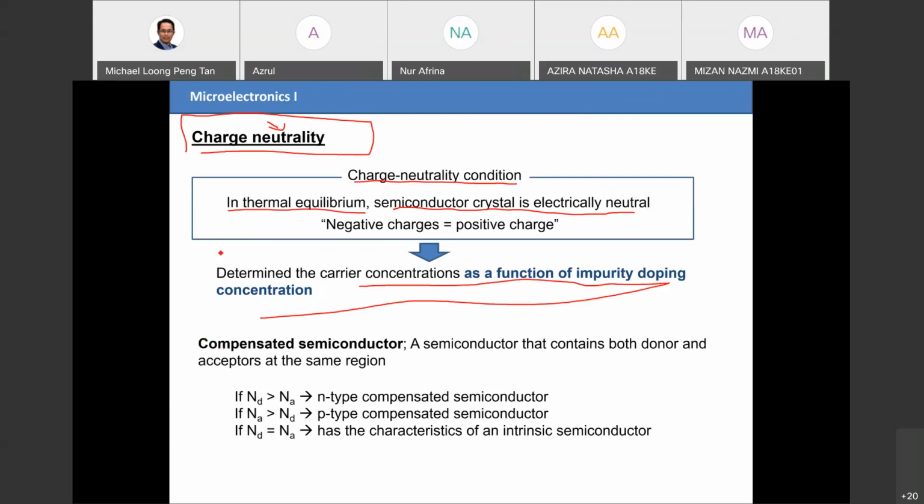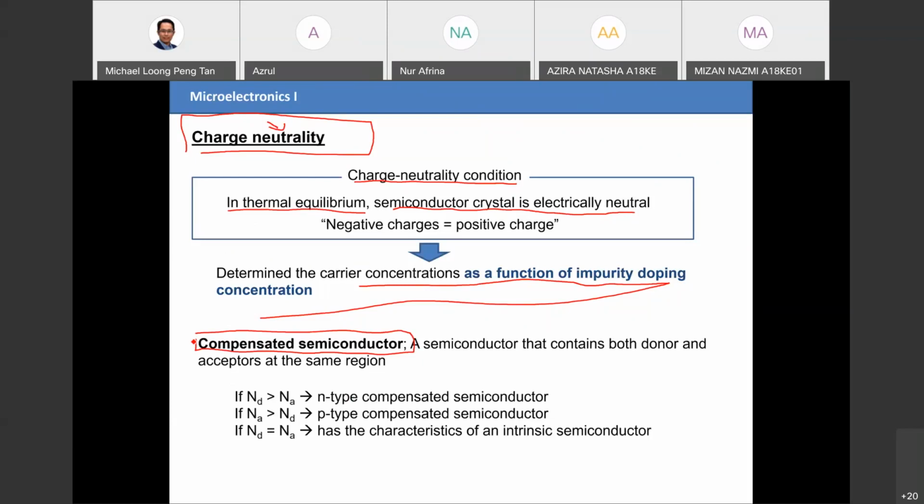Okay, another term here. So we have many terms today. Compensated semiconductor. In a semiconductor, normally when you find that there is a donor, there is also an acceptor. What you have learned so far is that this is P-type only and this is N-type, you make it separate. But in an actual semiconductor, they have both types, P-type and N-type, together in a wafer or in a chip. So normally that semiconductor is called a compensated semiconductor. A semiconductor that contains both donor and acceptor in the same region.